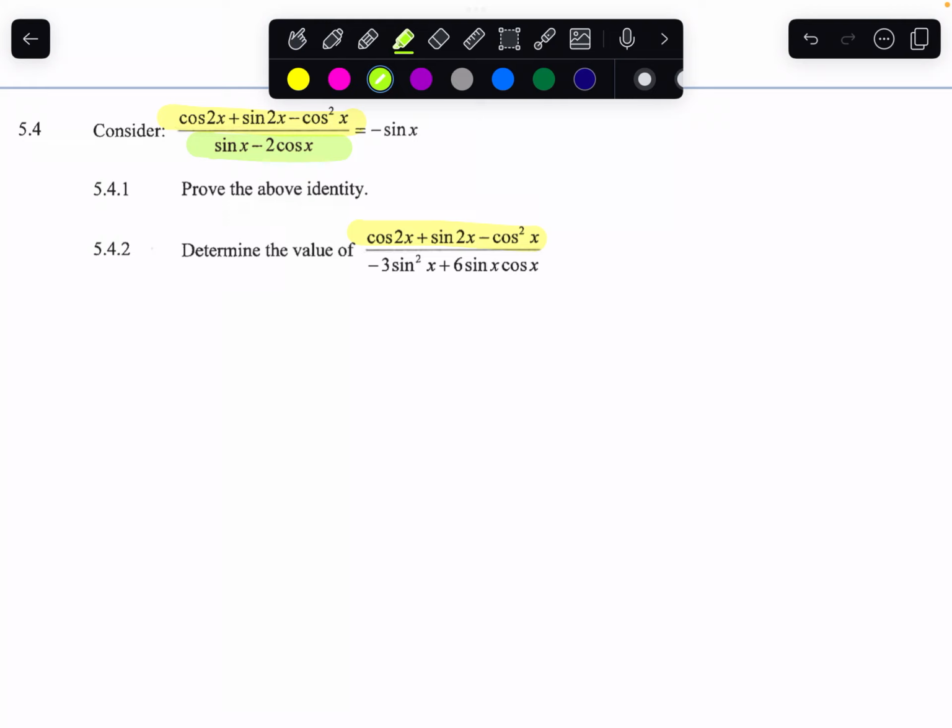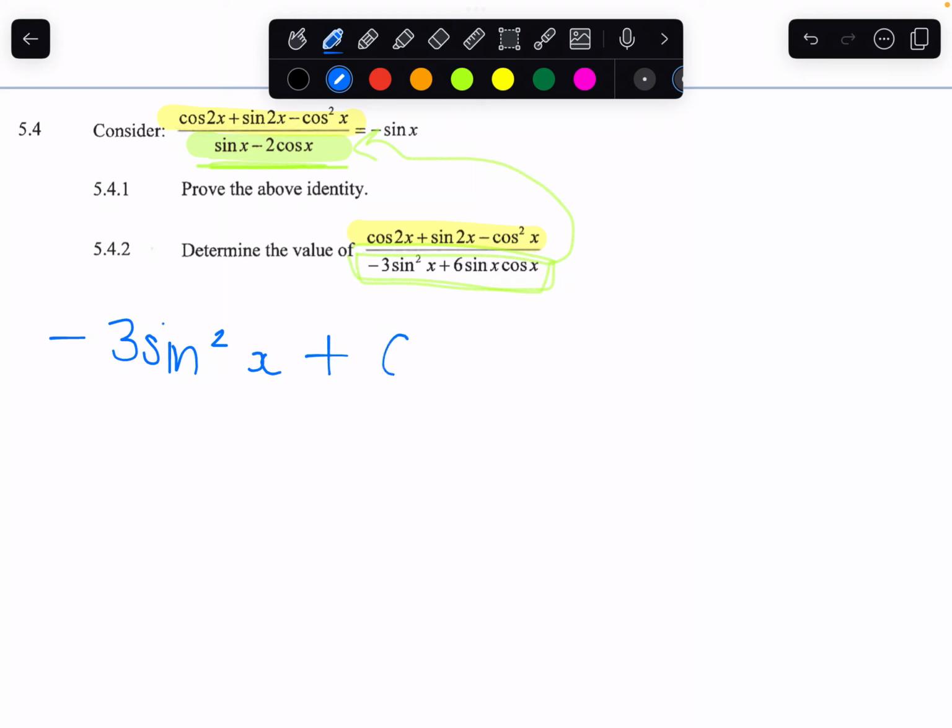So my instinct is to figure out how to get this denominator to have some kind of relationship with that one. Is there a way that I can express this denominator in terms of that one? Because then I can manipulate this accordingly. I know that sounds very abstract, but let's see if we can. So I'm just going to say minus 3 sine squared x plus 6 sine x cos x.